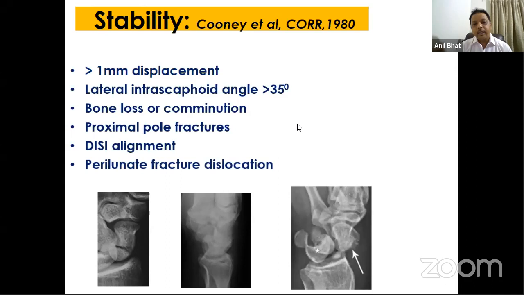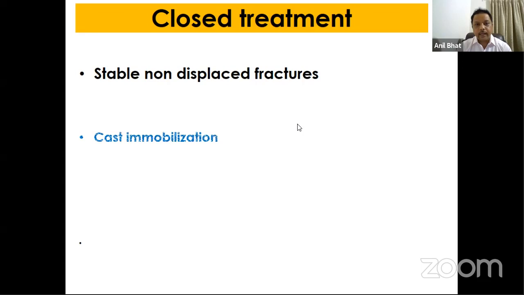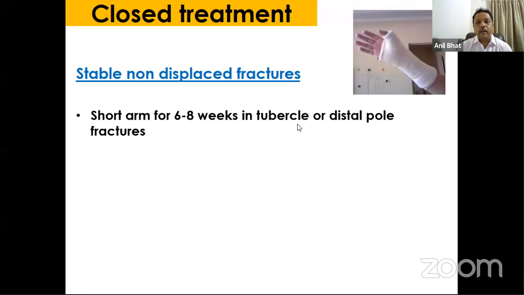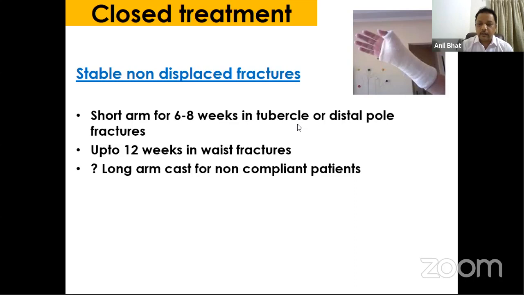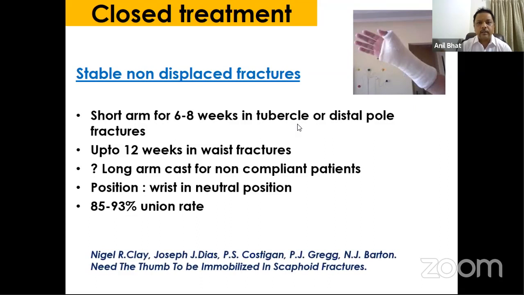So closed treatment is basically for stable, non-displaced fractures. We know that cast immobilization gives very good results, and a short-arm cast for 6 to 8 weeks is good enough. In the waist it can go up to almost 12 weeks sometimes. A long-arm cast for non-compliant patients, there's a controversy, but there's no controversy in terms of the wrist position itself, neutral position, almost 90-93% union rates. As long as it's stable, undisplaced, and probably incomplete fractures, this is good enough.